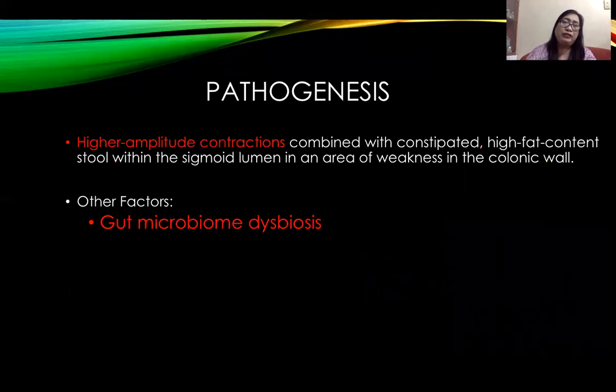One of the pathogenetic factors is higher amplitude contractions. This can be combined with constipated, high fat content stool within the sigmoid lumen in an area of weakness in the colonic wall. Other factors are gut microbiome dysbiosis.